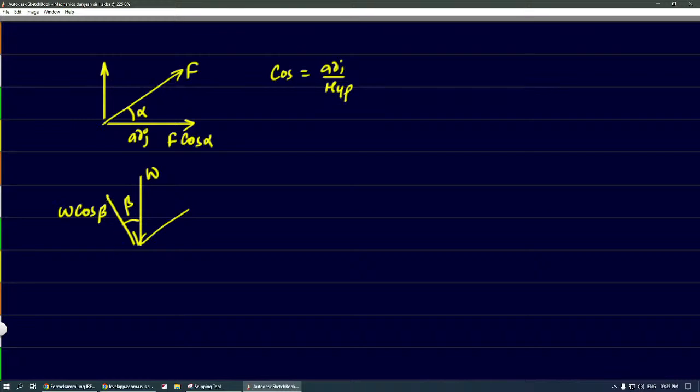Will the component also be downwards, or will it be upwards? I think the component would be upwards. No, it will be downwards, because if the force is coming towards, the component will also come towards. If the force is moving away, the component will also move away. Okay. And this one obviously will be W sin beta.